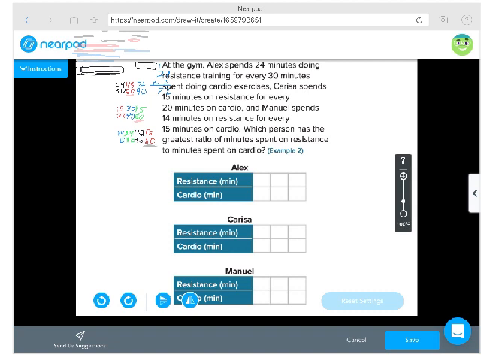So now I'm comparing the top to see the greatest one, and it looks like it is our last one. 56 to 60. They have that same number on the bottom. So Manuel is our winner.